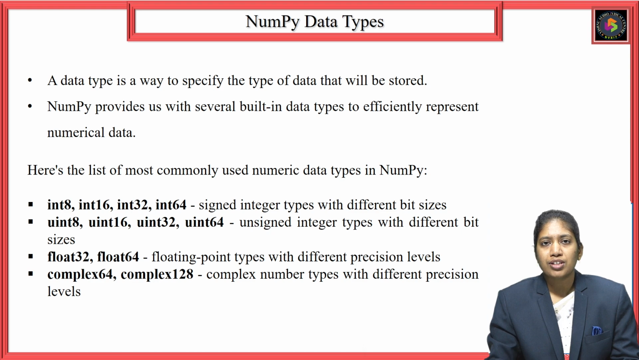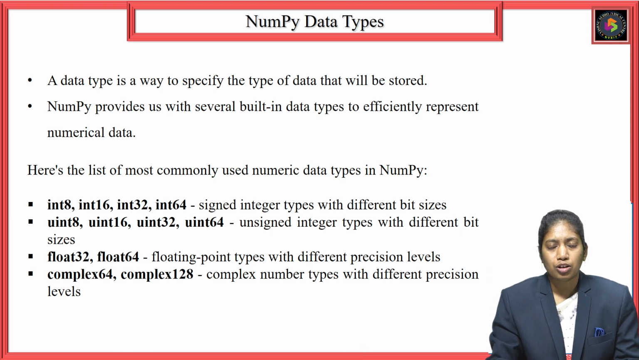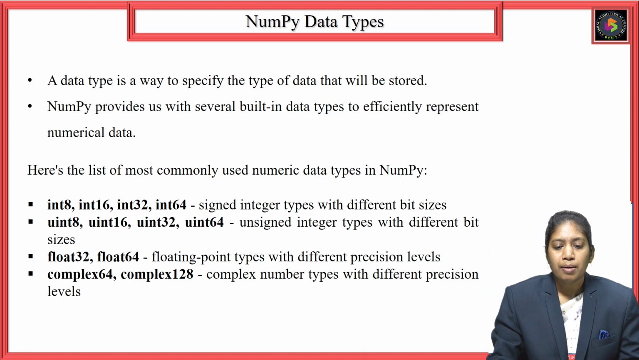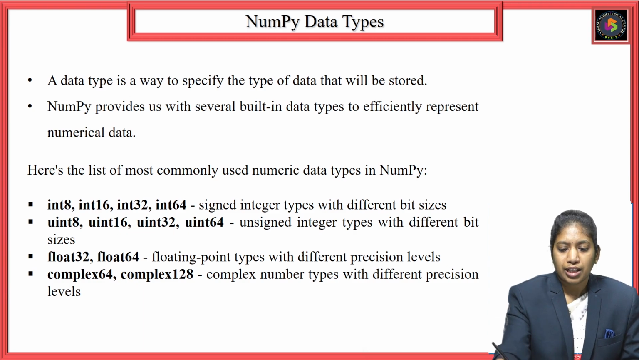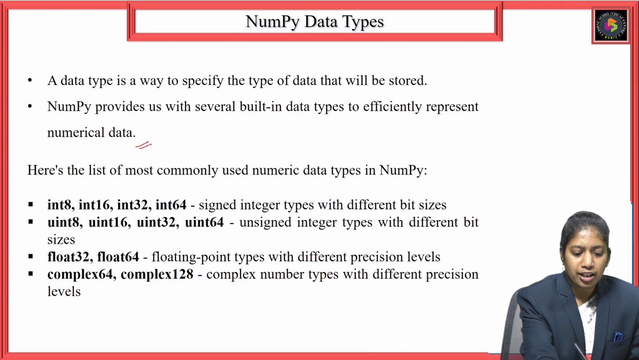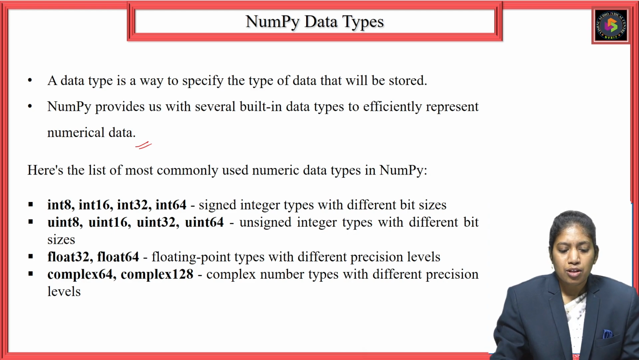So there are some data types. Generally Python has data types like int, float and complex. List, tuple, these are also data types. Here, what are the built-in data types for numerical data? NumPy provides us several built-in data types for numerical data. These are the commonly used numerical data types in NumPy: int8, int16, int32, int64.